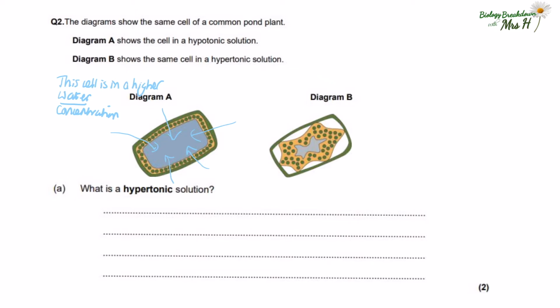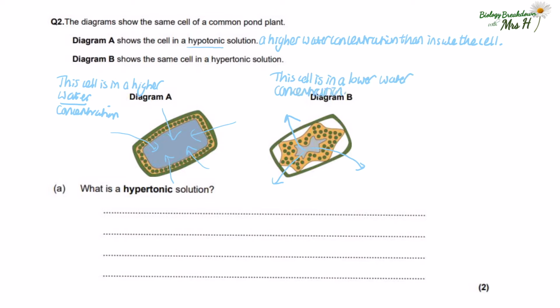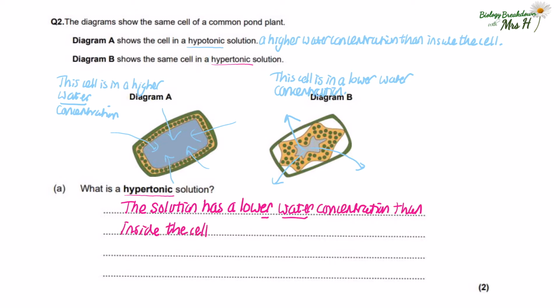So from that we can deduce that a hypotonic solution means that the solution has a high water concentration in it compared to inside the cell. And if we look at diagram B, we can see that the vacuole has shrunk quite a bit. So that means that water must have been at a higher water concentration inside the cell compared to outside. What is a hypertonic solution? We figured it out from the diagram, so we just write the answer. The solution has a lower water concentration than inside the cell.